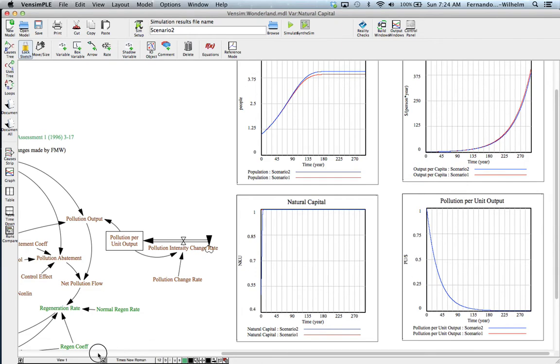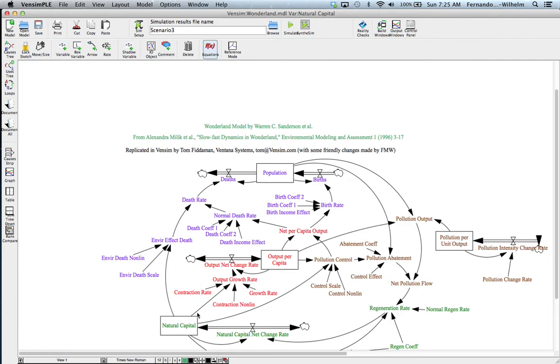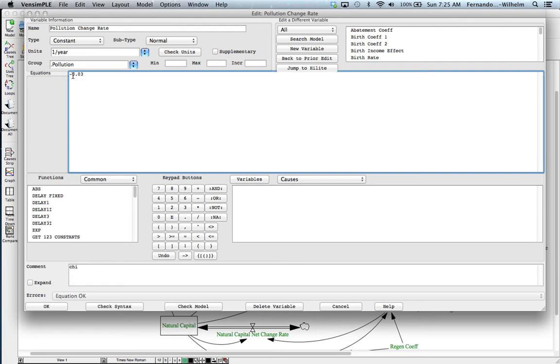So I'm going to try a third scenario on you, since I have you on the edge of your seats. I'm going to try scenario 3. I'm actually going to do one thing. I'm going to leave the natural capital as is, and I'm going to change the pollution sign from negative to positive, meaning that now pollution is not going to decrease over time necessarily. It'll probably be produced over time.